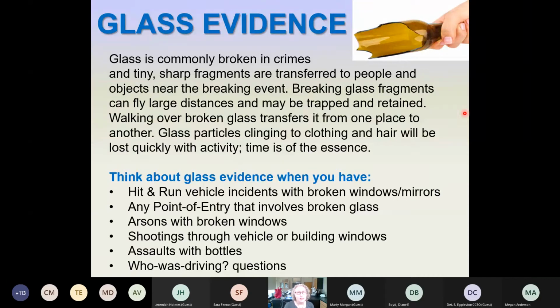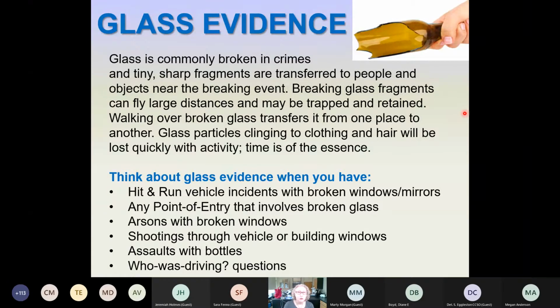That broken glass has an opportunity during the breakage of flying large distances. There's a great picture on a later slide, and we'll talk about that phenomenon a little bit more. But breaking glass fragments can be trapped and retained. Also, if someone walks over broken glass, it's likely that their shoes may pick up some, and they can transfer it from one place to another.